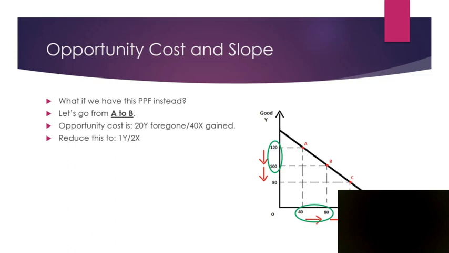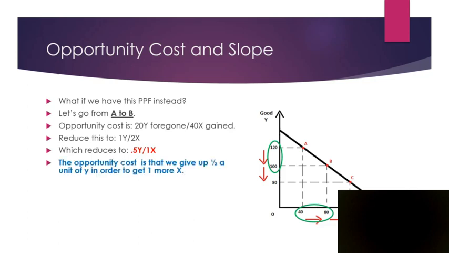So 20y over 40x reduces to 1y over 2x, which reduces to 0.5y over 1x. So you've got to be able to do these basic math things, okay? So hopefully that was really easy for you and you totally follow that. If not, come see me for some additional help.